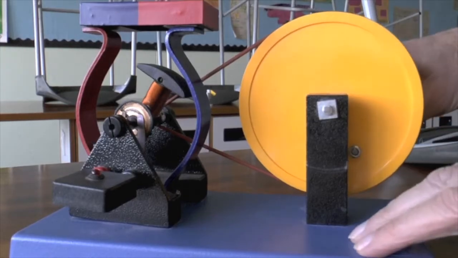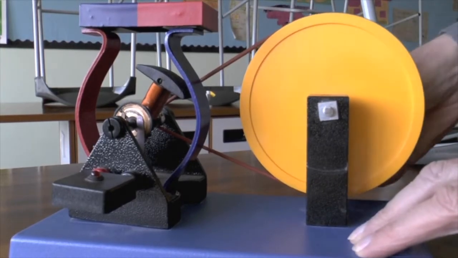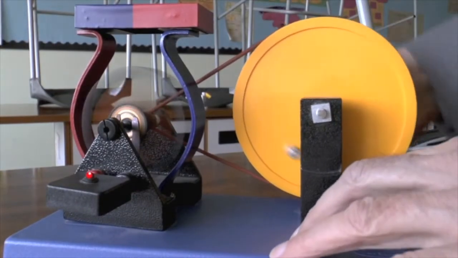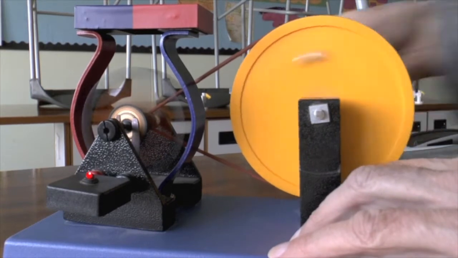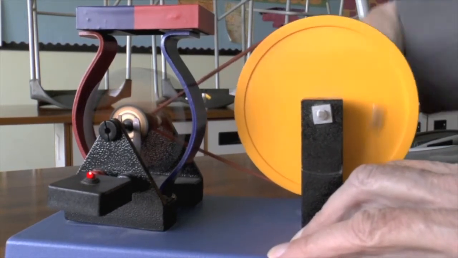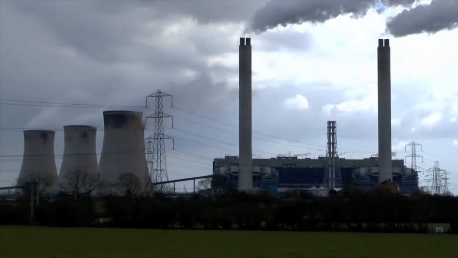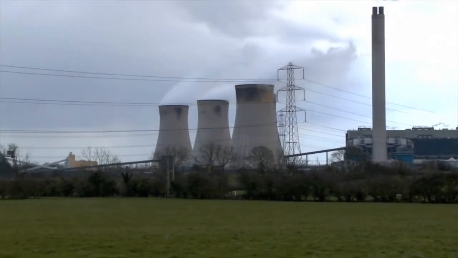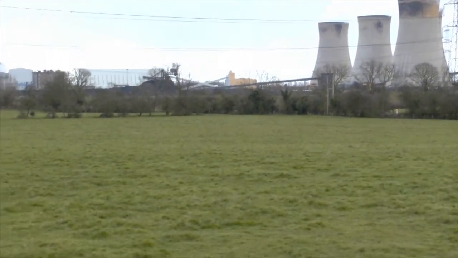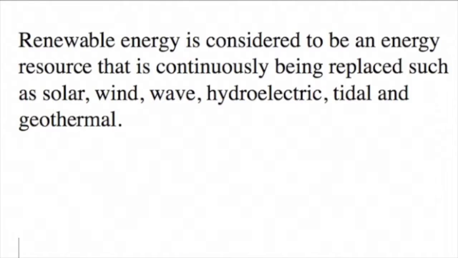Every generator needs an energy resource to make it turn, and in this case it's me. But commercial generators require something rather more substantial. Around the world, that energy resource is generally a fossil fuel. Gas and coal are the most common, but there is increasing use of renewables. First of all, we'll define what we mean by a renewable source and by a non-renewable source of energy.